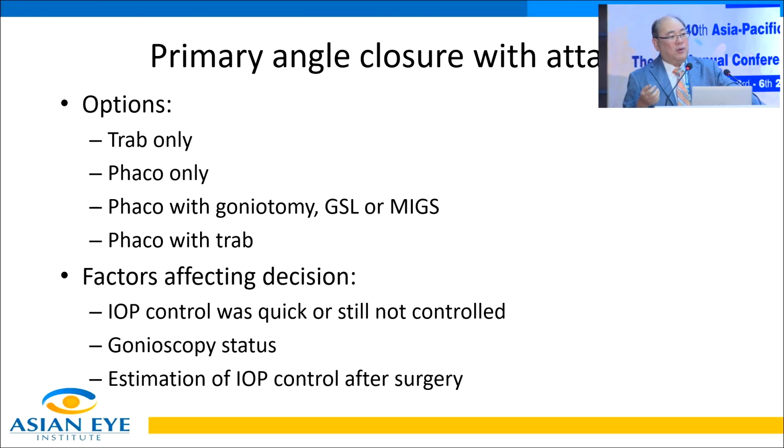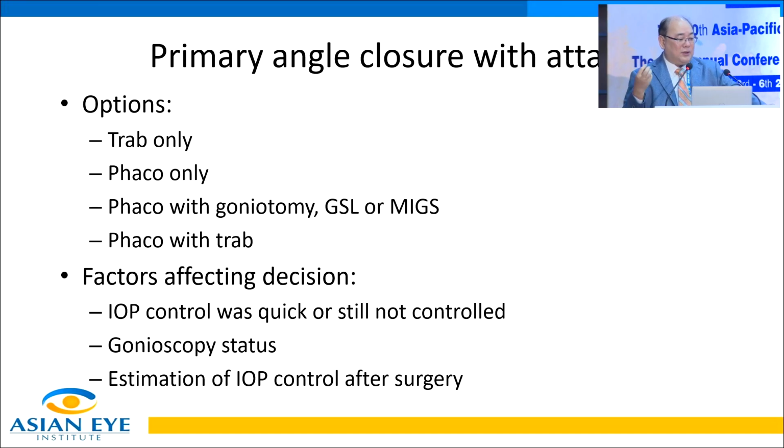Most of the time, I will do a goniotomy or GSL, but I'll show a video later of a MIGS with a phaco. And then you can do a phaco trab if the pressure is really high. If you were able to do it, but the patient cannot afford a MIGS, then the trab is cheaper.